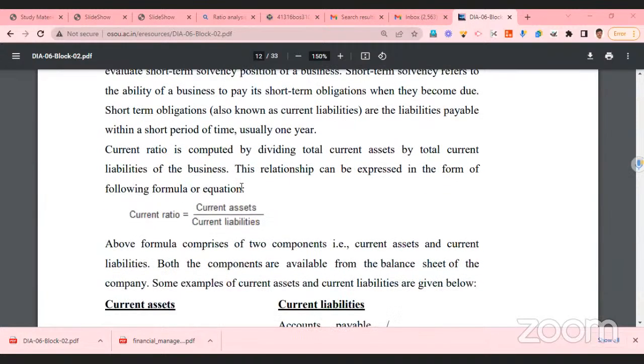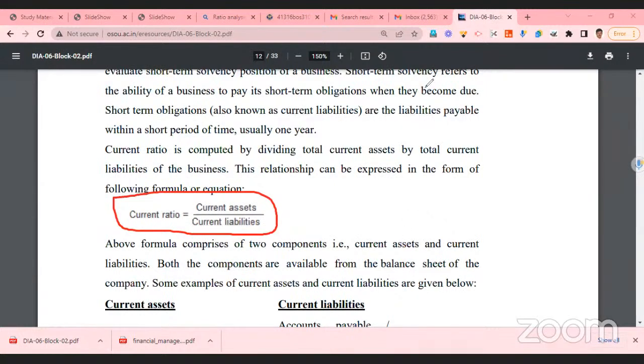The current ratio is computed by dividing total current assets by total current liabilities of the business. So we can use this formula. What is the formula for current ratio? Current assets divided by current liabilities.